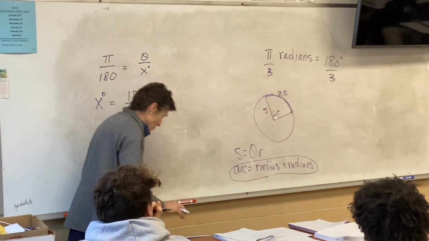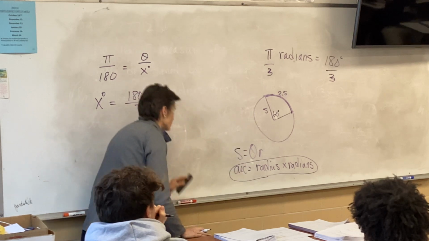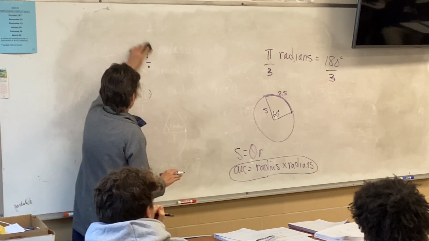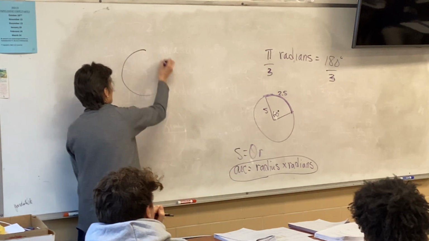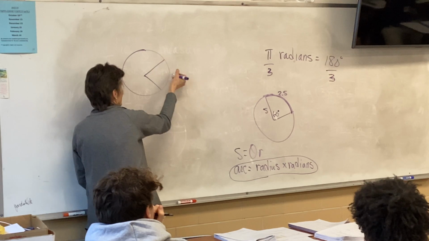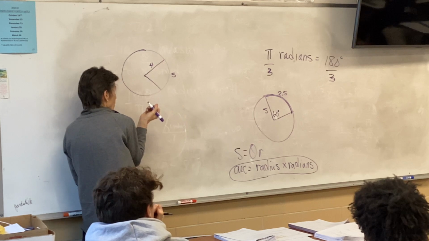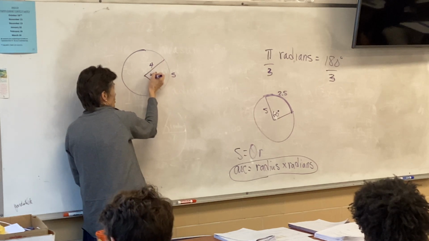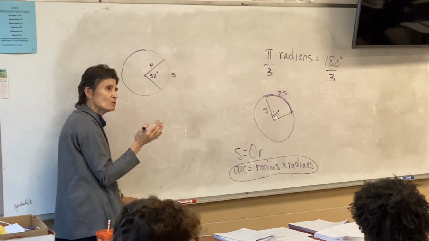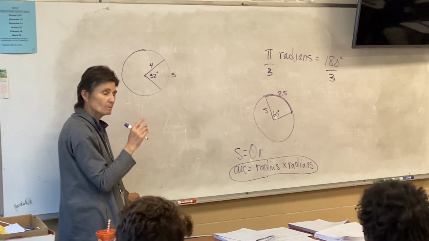Well, Mrs. Ford, that's great, but how do you handle a problem where the central angle is in degrees? So in other words, if I needed to find my arc length and the radius was 4, but the angle was 32 degrees, how would you do that, Mrs. Ford? Well, let me show you.